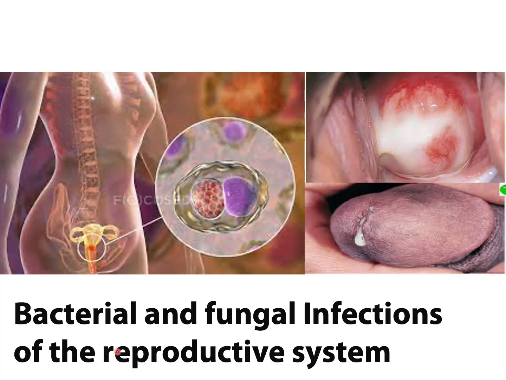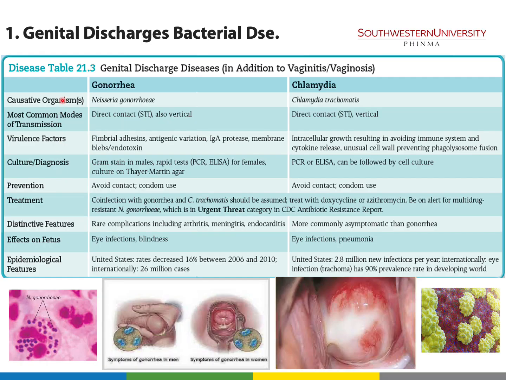Now, let's go to bacterial and fungal infections of the reproductive system. So, let's start with the genital discharges. Bacterial diseases that cause genital discharges, you have the most common, gonorrhea and chlamydia. So, let's start with gonorrhea.